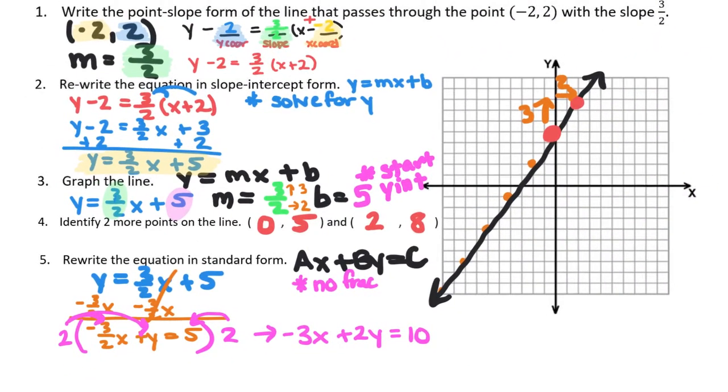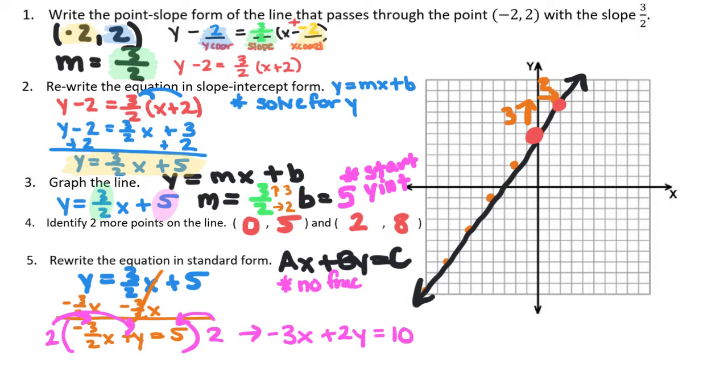So our final answers here, if we go back and highlight, my point-slope form of the equation is given as y minus 2 equals 3/2 times x plus 2. The slope-intercept form is y equals 3/2 x plus 5. My graph is over here. I chose 2 more points on the line. And then lastly, I changed it to standard form.